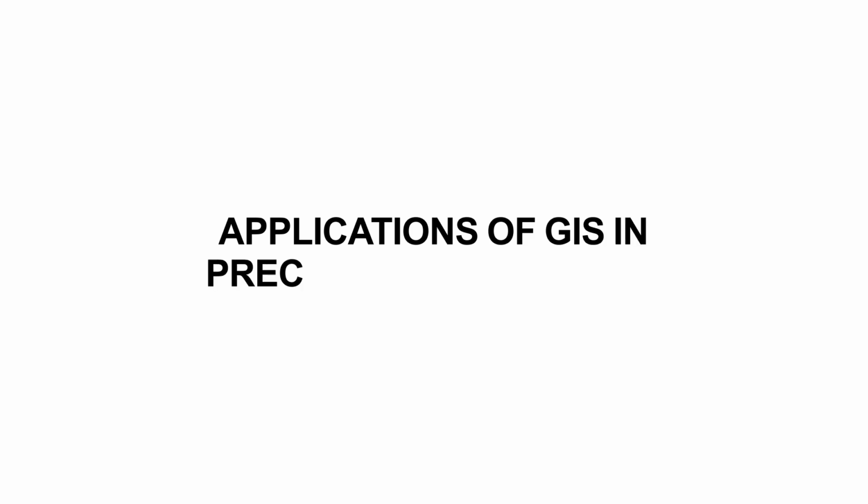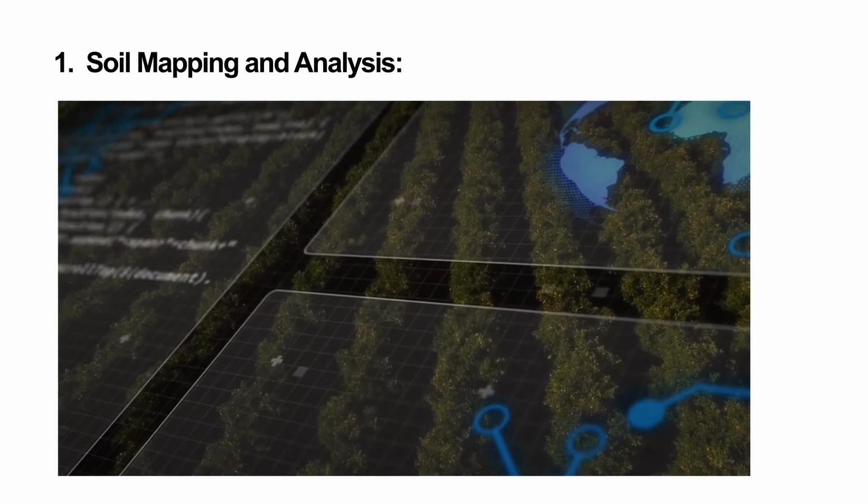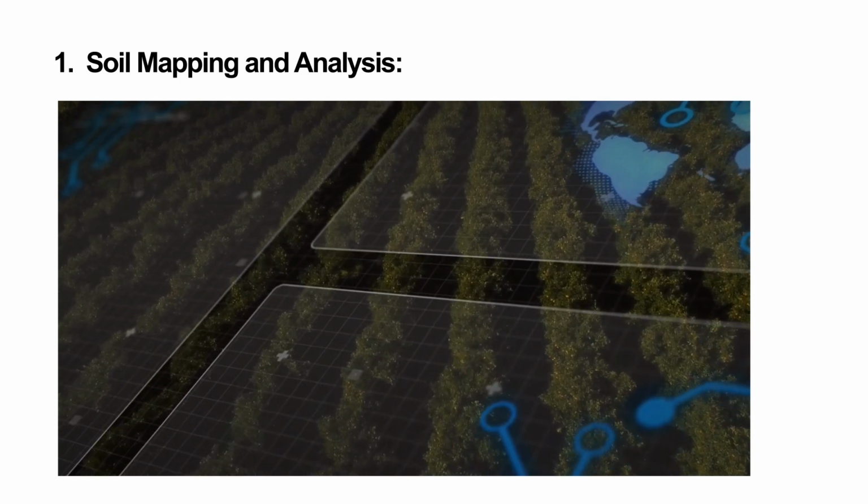Let's start with the applications of GIS in precision agriculture. The key areas of application of GIS in precision agriculture include the following. 1. Soil mapping and analysis. Soil is a critical factor in agriculture, and its properties can vary significantly even within the same field.